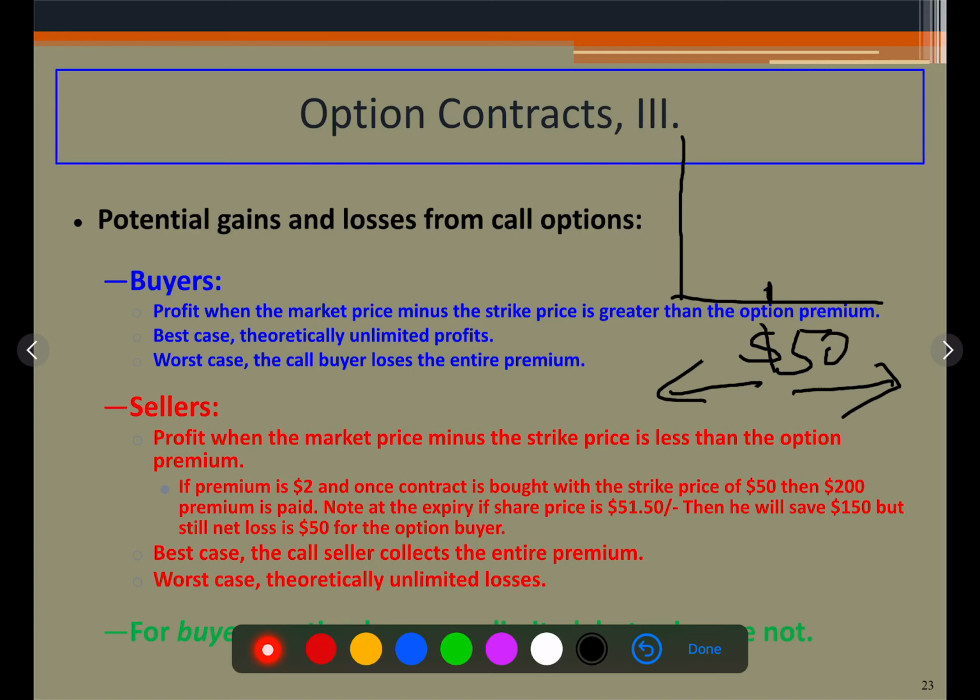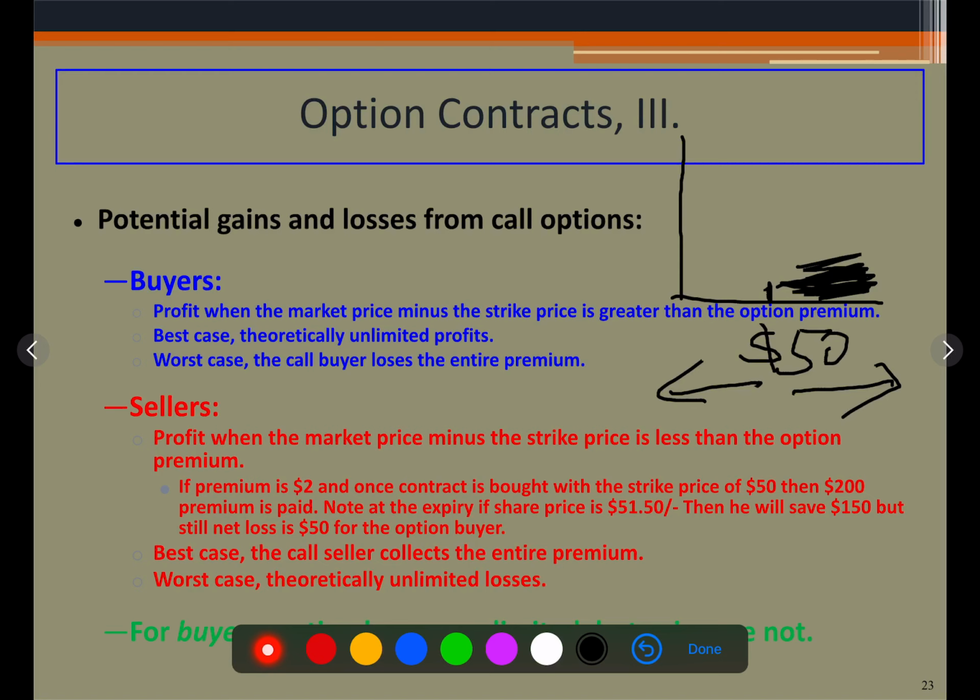So it means that if the price is above 50, he has an incentive to buy the underlying asset, which is the stock, from the seller of the call option contract at $50. Why should he pay more in the stock market when he already has a deal to buy 100 shares at $50 each, right?